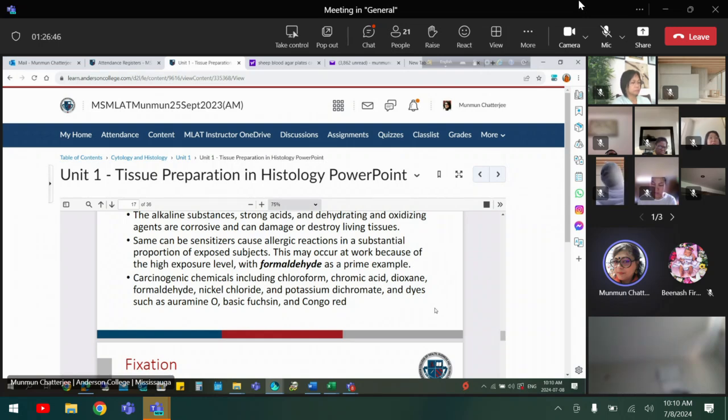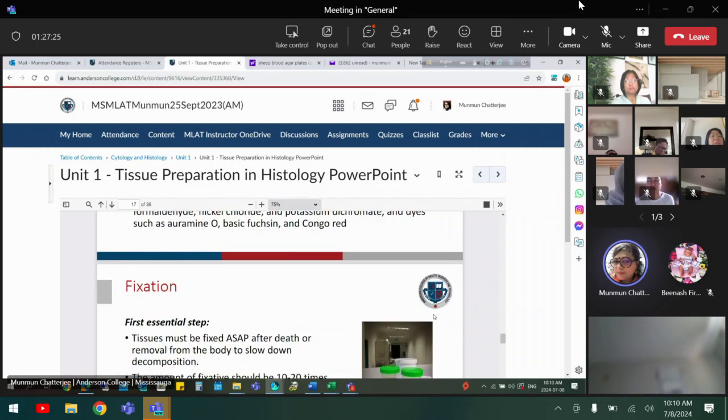Carcinogenic chemicals: chloroform, chromic acid, dioxin, formaldehyde, nickel chloride, potassium dichromate, dyes, auramine, basic fuchsin, Congo red. These are the different types of dyes we are using in the histopathology lab, along with some chemicals like chloroform, which is one kind of fixative you need for tissue processing, chromic acid, dioxin, formaldehyde, nickel chloride, potassium dichromate. These are all different types of fixatives. So these are the chemicals needed for your tissue processing.